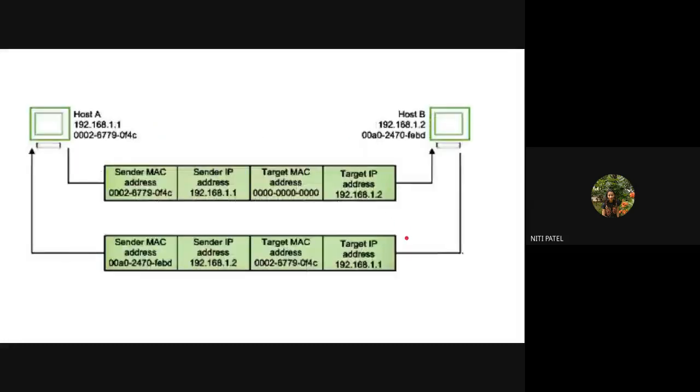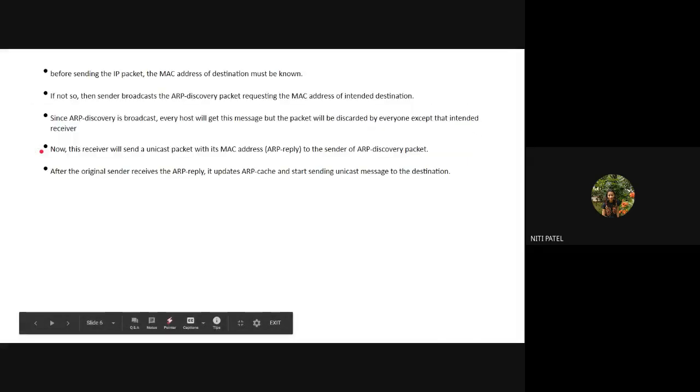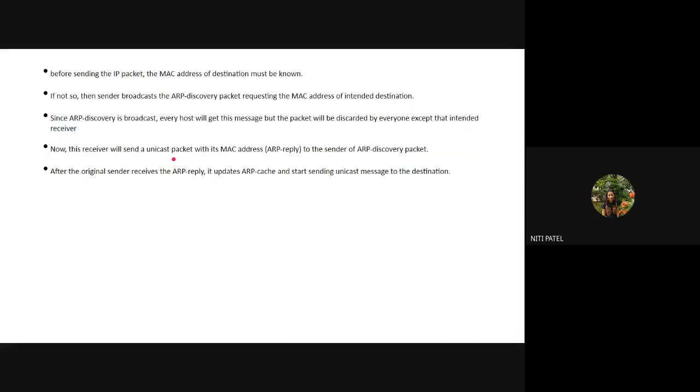How will that intended receiver check that it is the intended one? By this IP address. Once this packet is received by the intended or target machine, it will put its MAC address and send it back to the host machine. Now this receiver will send a unicast packet with its MAC address. After the original sender receives this reply, it will update the ARP cache and start sending the messages.